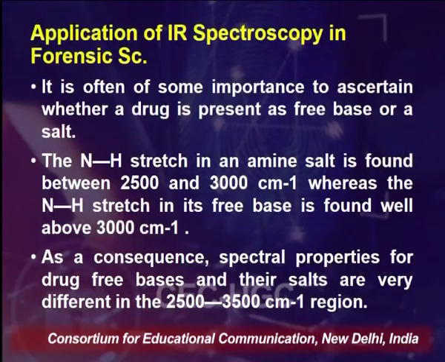Also, the NH stretch in an amine salt is found between 2500 and 3000 centimeter inverse, whereas the NH stretch in its free base is found well above 3000 centimeter inverse. So, basically the bond is the same, between N and H, but if it is present in a salt, it has a different peak, and when it is found in the free base, it has a different peak. Thus, depending upon what kind of structure and what kind of bond is present, we can identify different types of IR radiations using different spectroscopies.